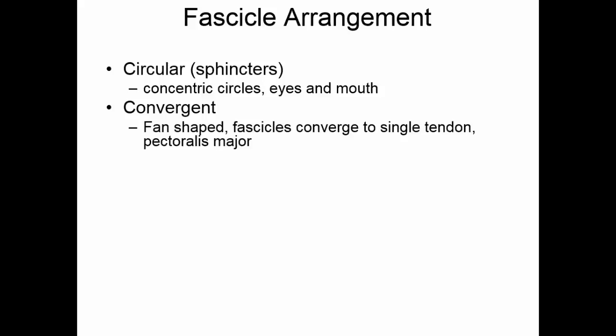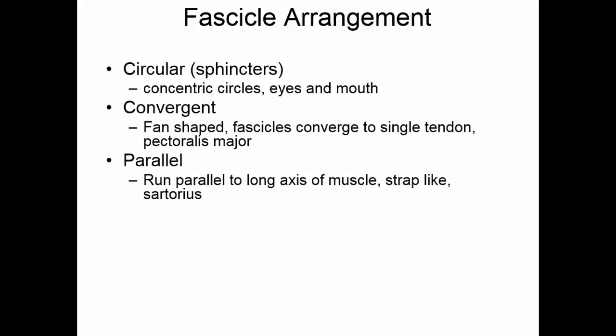Convergent muscles are fan-shaped. All of the fascicles converge to a single tendon. We see this in the pectoralis major, a large fan-shaped muscle across your chest with all of the fascicles going to the one tendon that attaches this muscle to the humerus. If the fascicles run parallel to each other, then we have a strap-like muscle, like the sartorius, or we may have what's called a fusiform muscle. This is the kind of muscle you usually think of when you think of a muscle, that spindle-shaped muscle.